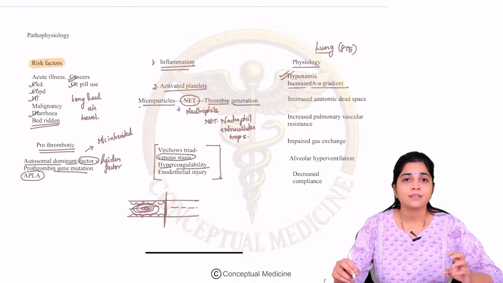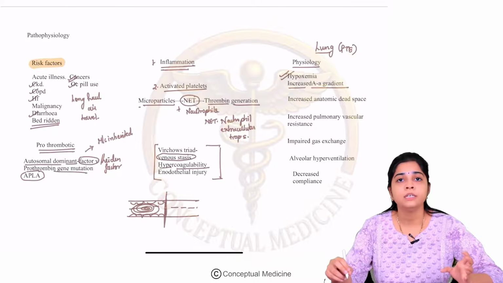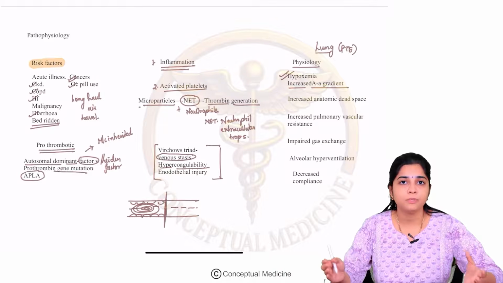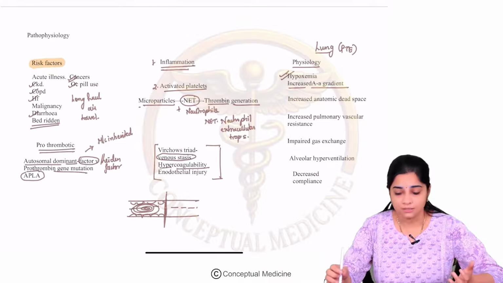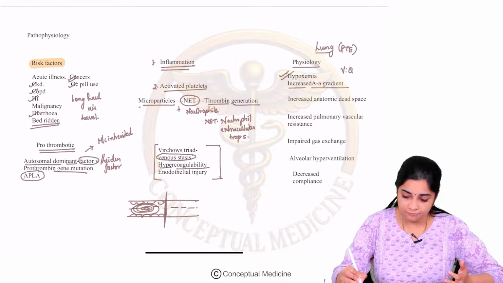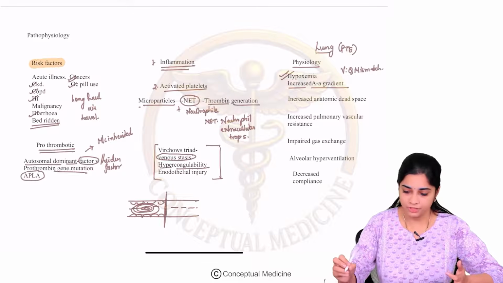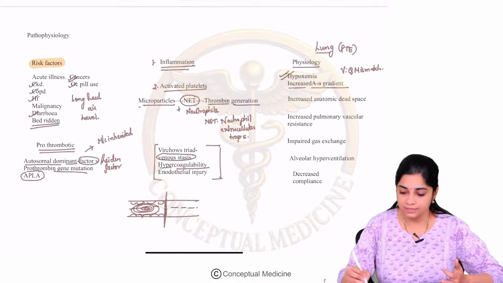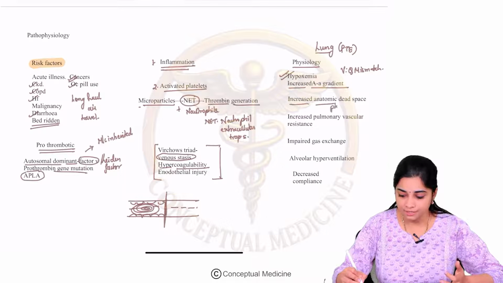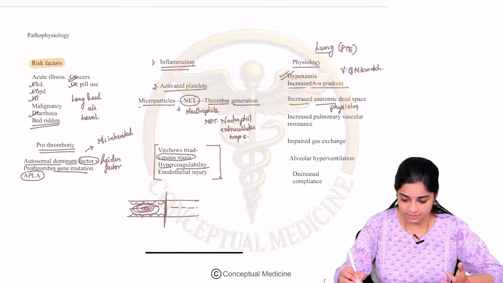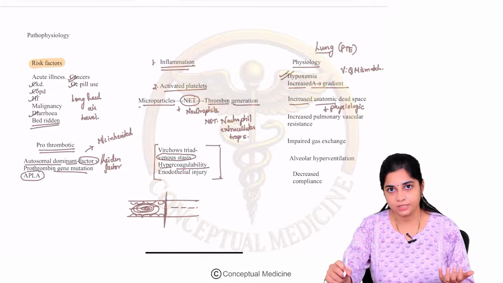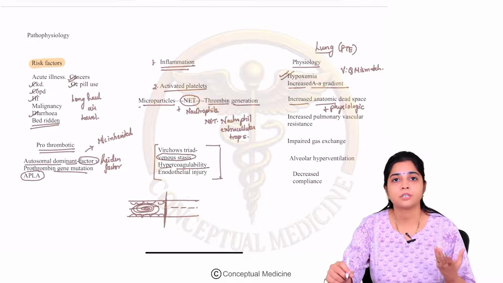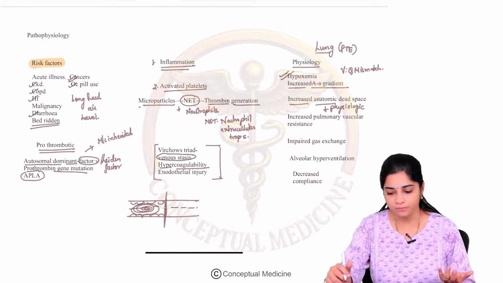Then, there are some parts of the lung which are going to be ventilated, but they are not going to be perfused well because of this pulmonary thromboembolism. So this results in a ventilation perfusion mismatch, and there is going to be an increase in the anatomic as well as the physiologic dead space. So there are going to be many areas which are not properly ventilated or perfused.